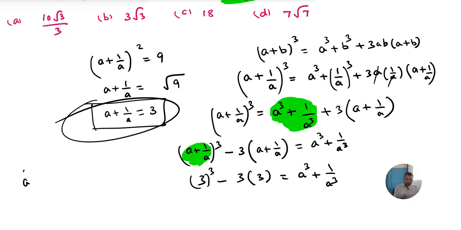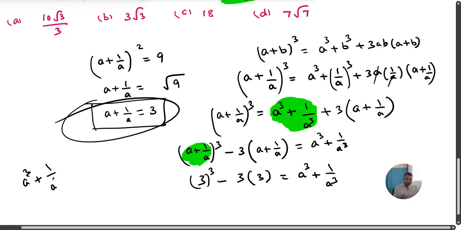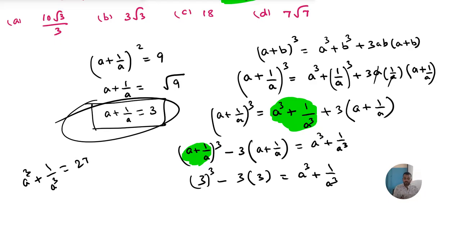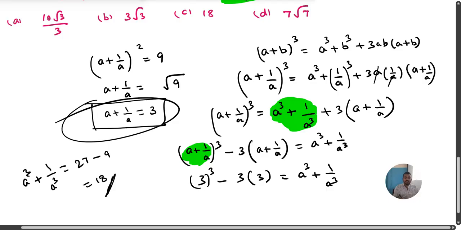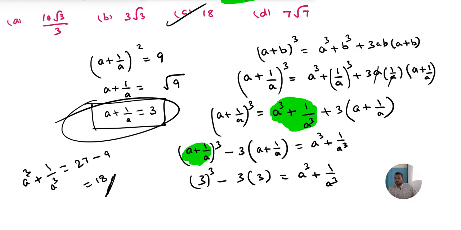Now we can write finally a cube plus 1 by a cube as 3 cube. 3 into 3 into 3. 3 3s are 9. 9 3s are 27. Minus 3 into 3 is 9. 27 minus 9 is 18. So the correct answer is option C, 18. Clear? Did you understand? Have you understood this problem? Good. कंप्यूटर जी हमारे को अगला सवाल दिखाइए.